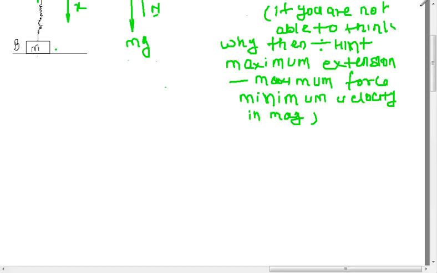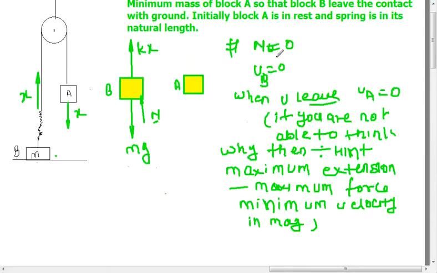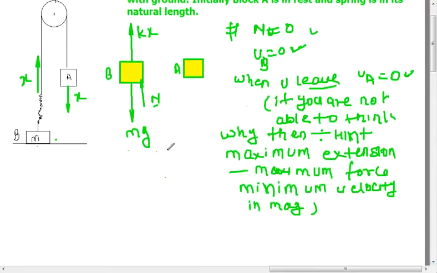Okay, so we had concluded that when block b leaves the ground, N is equal to 0, velocity of b is equal to 0, and velocity of a will also be 0. And here you don't think that velocity of a is equal to 0 because the length of string is not going to change. If you think like so, then you are wrong. Why should velocity of a be 0? It's not because length of string is going to be 0. Sorry, length of string is constant.